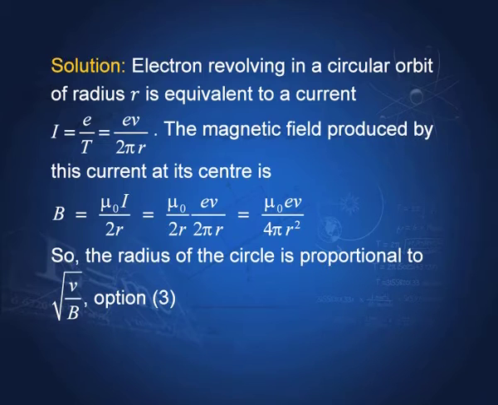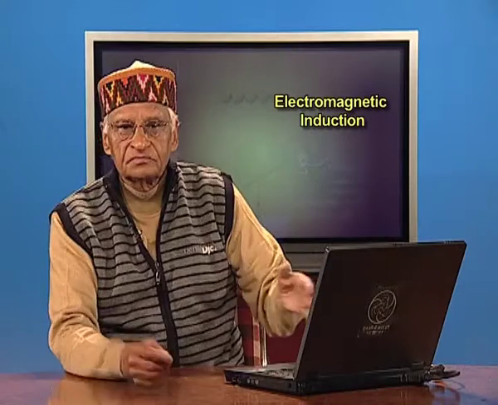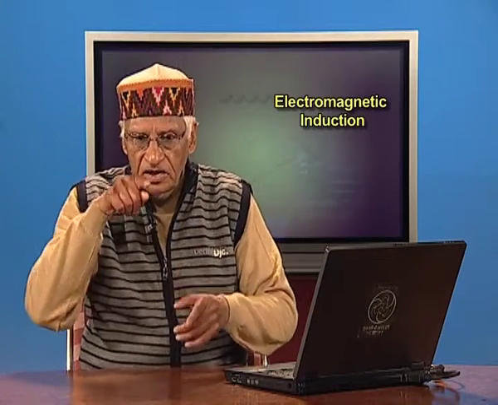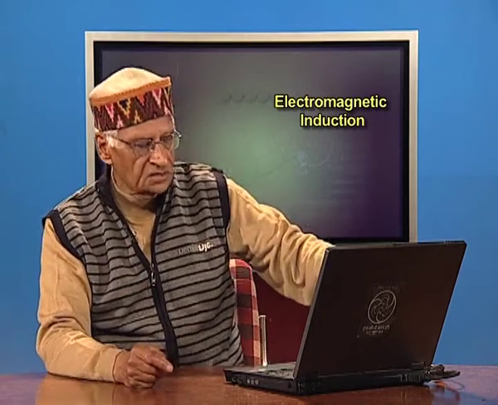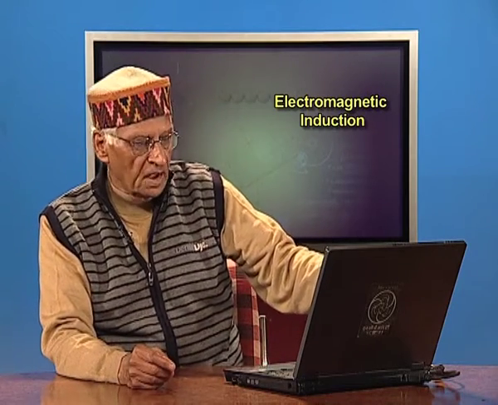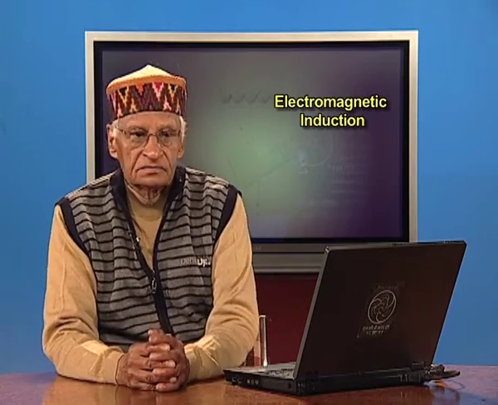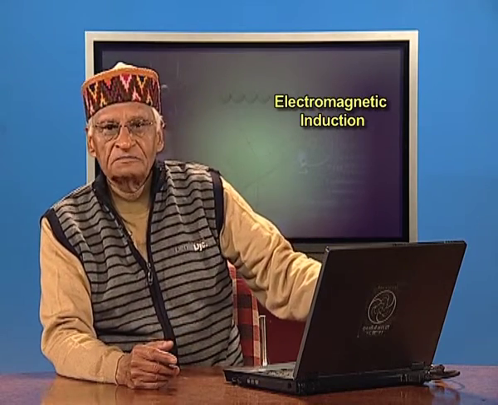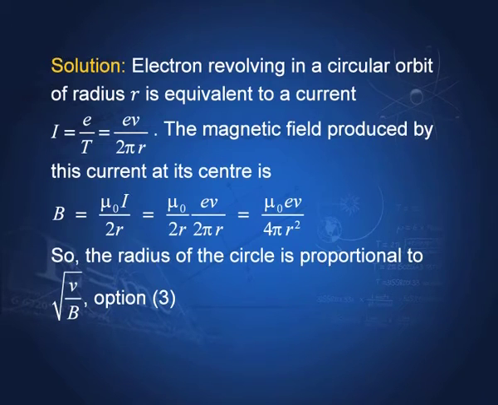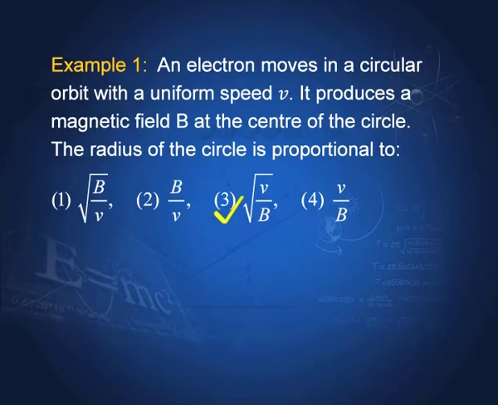The magnetic field produced by this current at its center, if we have a loop and the current is going through the loop, is, as we have derived, given by mu 0 I by 2 r. So, I substitute the value of I and we get mu 0 by 2 r into e v by 2 pi r. So, we get mu 0 e v by 4 pi r squared. From this we can get r, and r would be proportional to the square root of the ratio v by B, which is option 3 here.